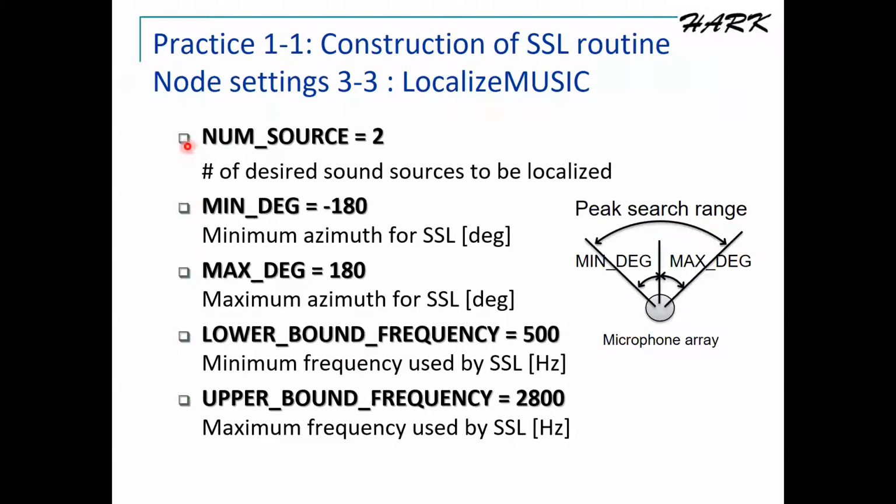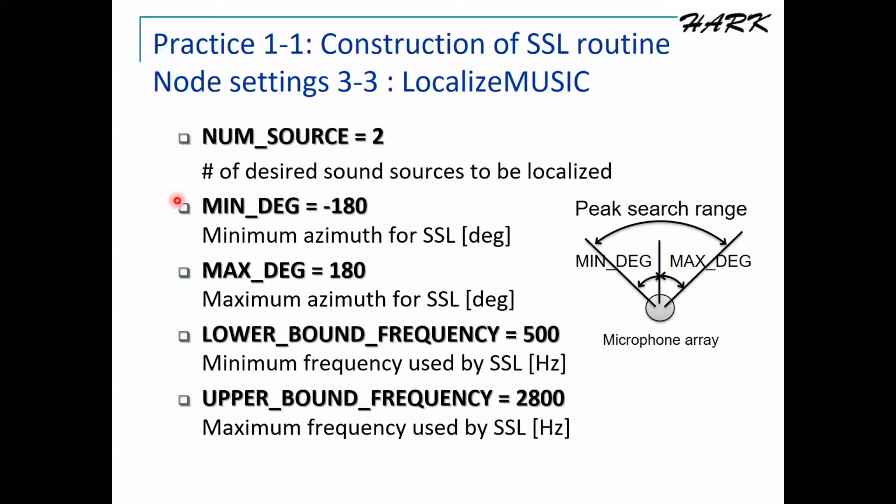Furthermore, the parameters for LocalizeMUSIC still exist. These parameters are changed in Practice 1-2. There we will see what happens when these parameters are changed. This first parameter allows us to specify the number of target sound sources for sound source localization. Because this number is a support parameter of the MUSIC method, the actual number of sound sources may be higher or lower than this number.